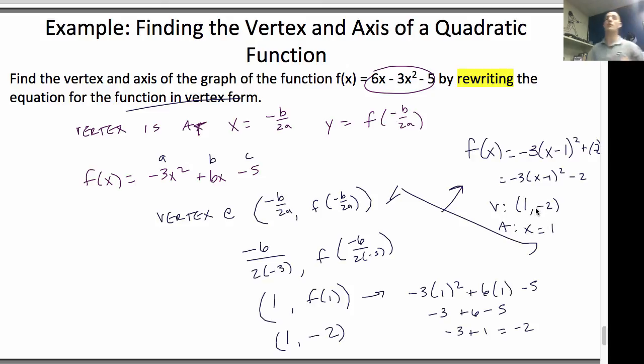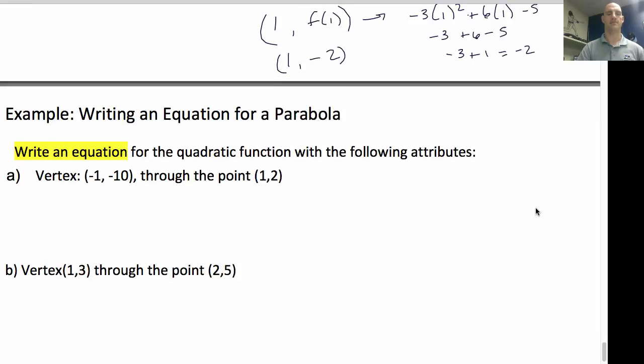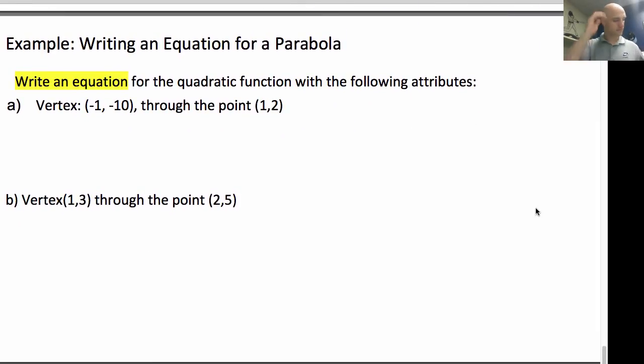So that's another way to do it, is to take the coefficients and do negative b over 2a for my x-coordinate, and then do f of negative b over 2a to get my y-coordinate of the vertex of my parabola. Last one. Thanks for sticking it out. Hopefully this is helpful.